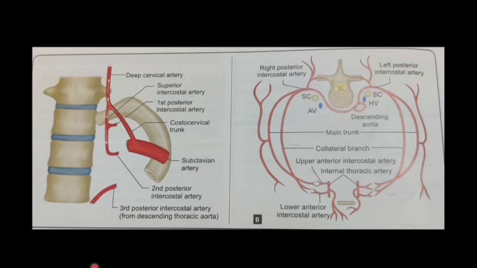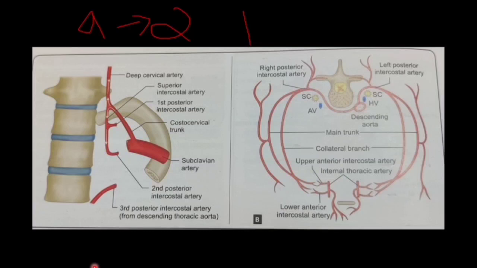Of the 11 intercostal spaces, the upper 9 intercostal spaces contain 3 arteries each. The arteries are 2 anterior and 1 posterior. So 2 anterior and 1 posterior. And what about the last two?